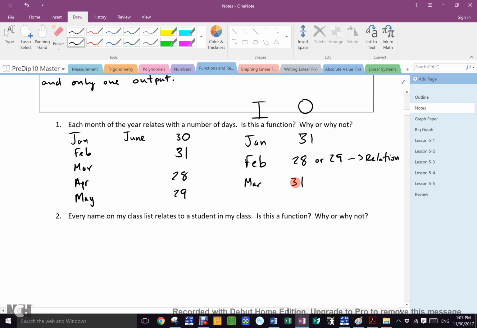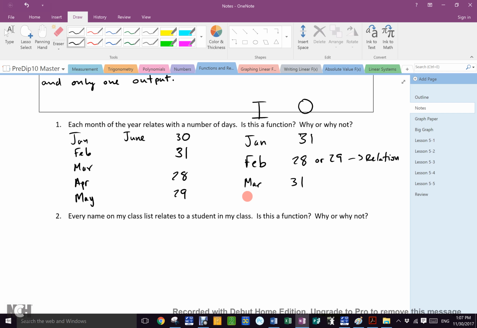But if you start with the months, then shouldn't it be a function? I only have 4 possible outputs, and I have 12 months. At some point, I'm going to have repeats. Yes. Everybody good? Okay, let's go to the next one.